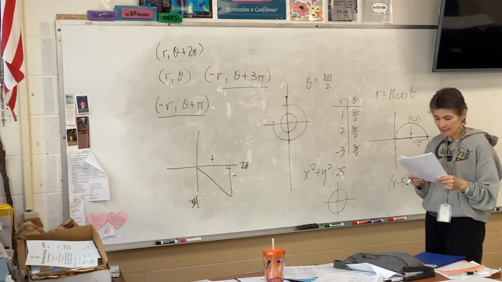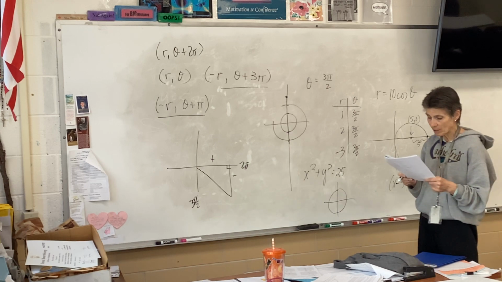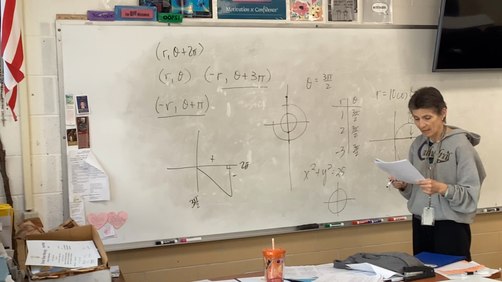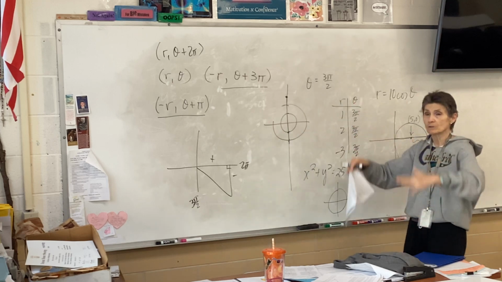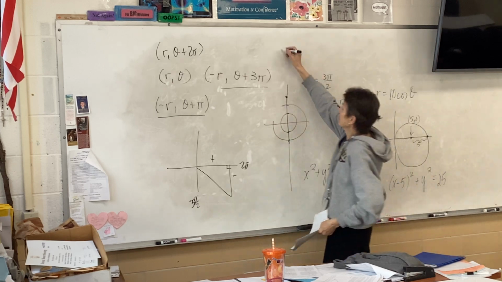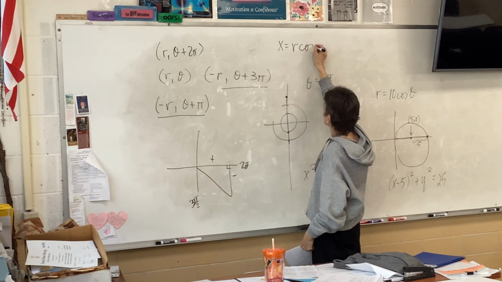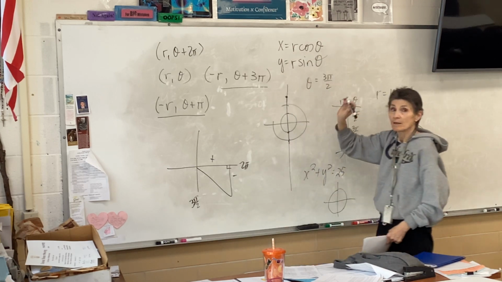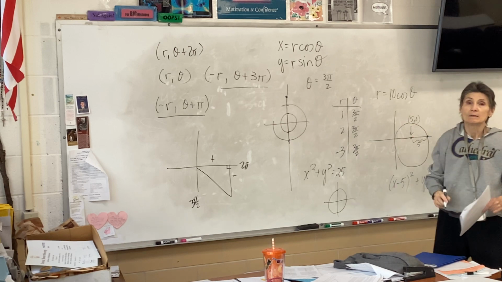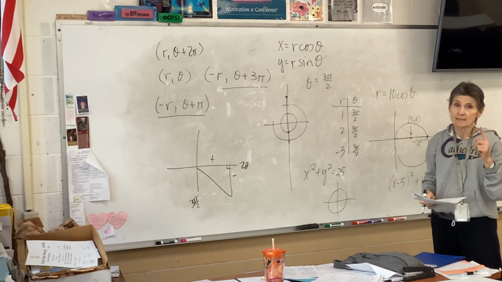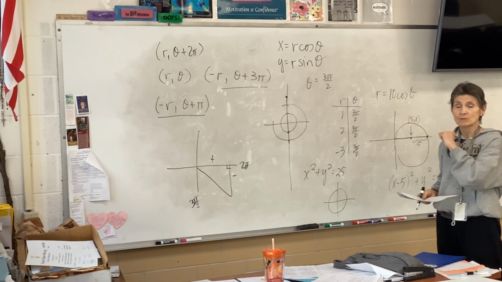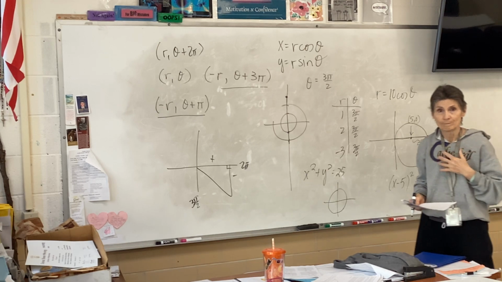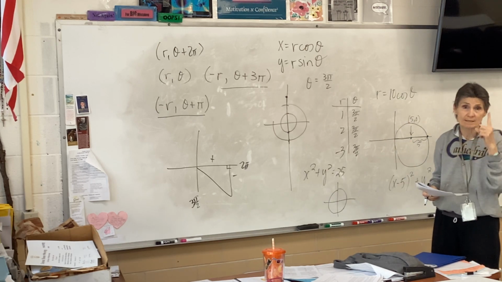All right, given a radius and an angle, the x coordinate is given by cosine and the y coordinate is given by sine. False. X is r cosine theta, y is r sine theta. That's how x and y are given. The only time that x is cosine is if you're in the unit circle. In other words, the radius is 1.